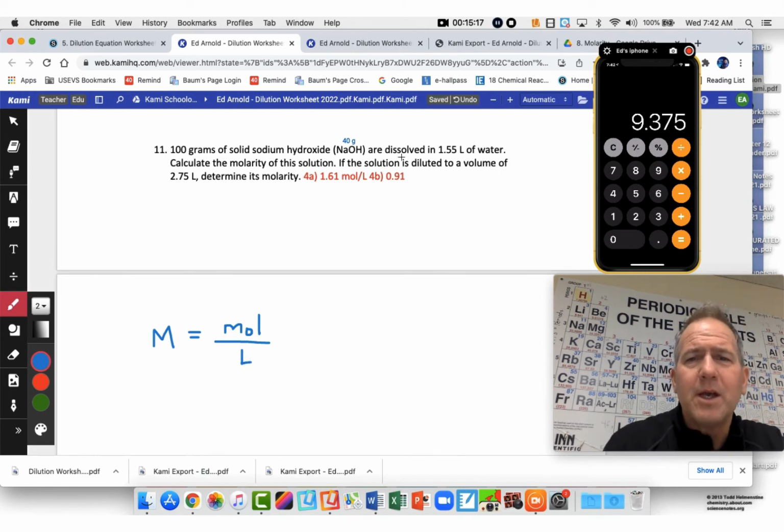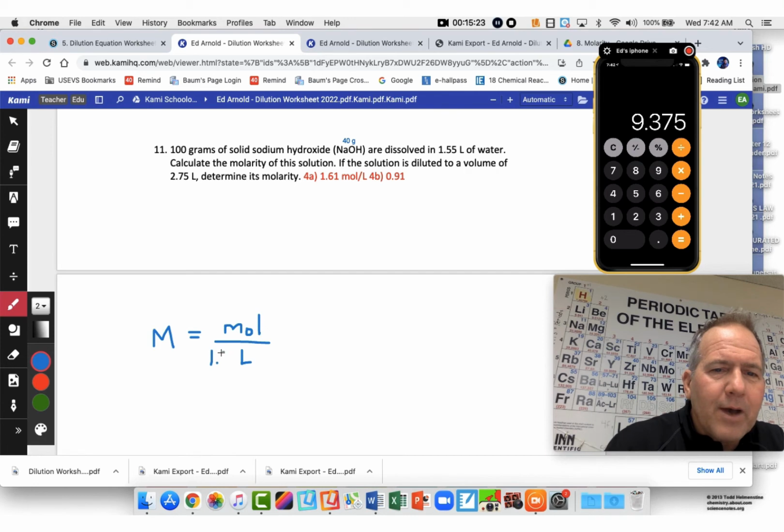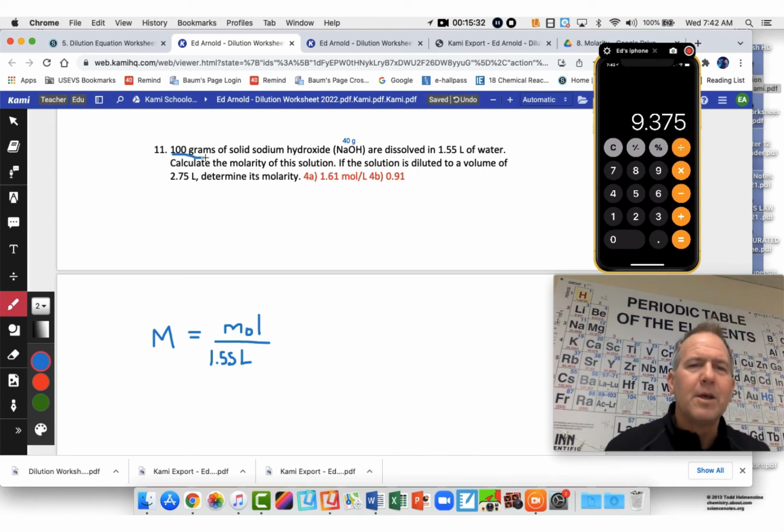Look right there, 1.55 liters. That's easy. It's already done for us. 1.55. Right? Moles. Here's where, look at that. They gave us 100 grams. We need moles. We have to make the grams fit that equation. So we're going to change grams to moles.